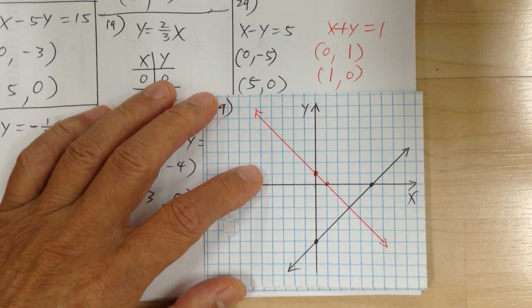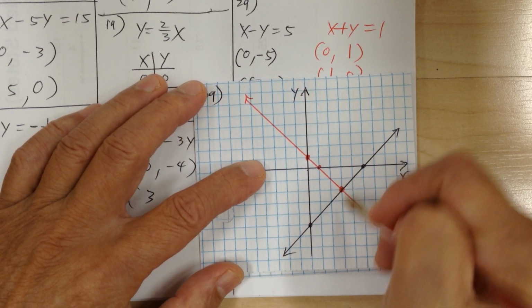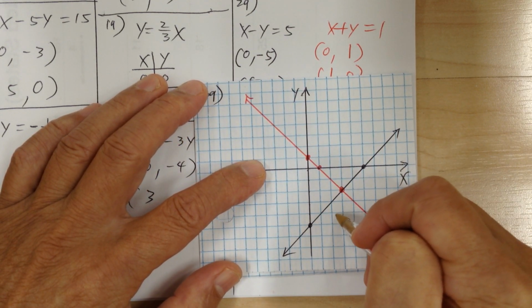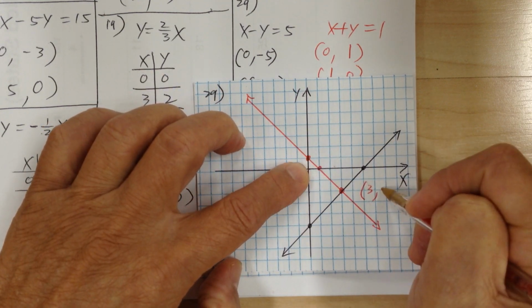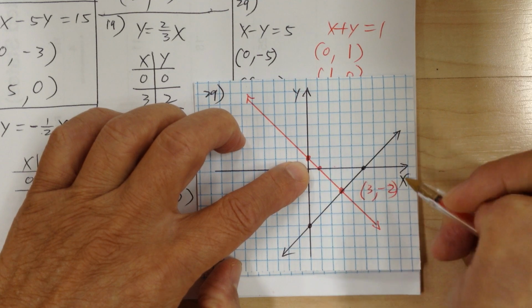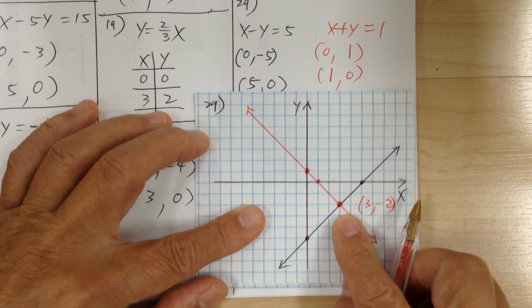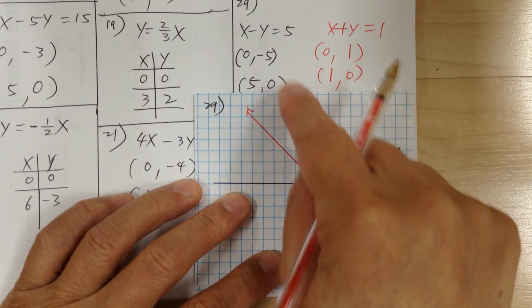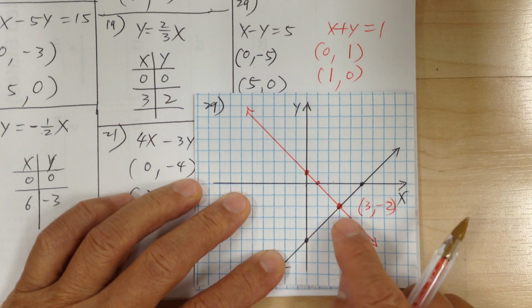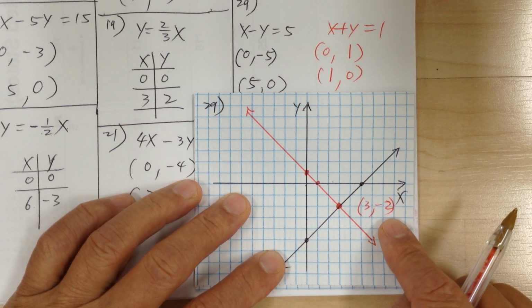Then part B: what are the coordinates of the point where the two lines cross? The two lines cross, it looks like it's going to be at 1, 2, 3, so it will be 3, comma, negative 2. Okay, and that's the point where they cross over, the intersection. That means when you solve these two equations together, your answer would be x equal to 3 and y equal to negative 2.